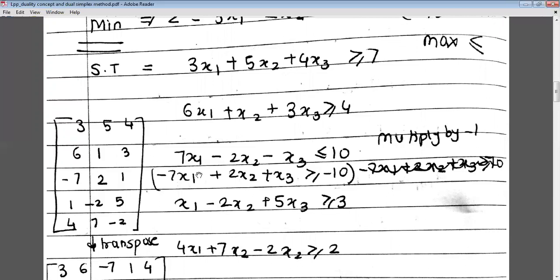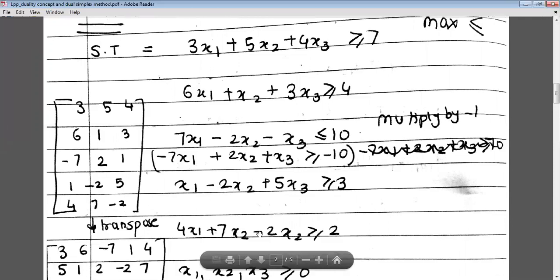For that you have to multiply it by -1. So this equation will become: this constant will become minus 7x1, minus will become plus 2x2, minus will become plus x3 greater than or equal to minus 10. Now if you can see here, I have written the total subject constraints in the form of a matrix. So this is 3 5 4, 6 1 3, minus 7 2 1, 1 minus 2 5, and the last one 4 7 minus 2.